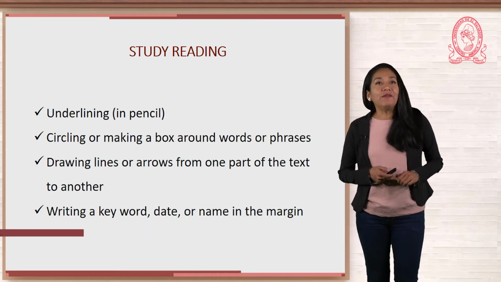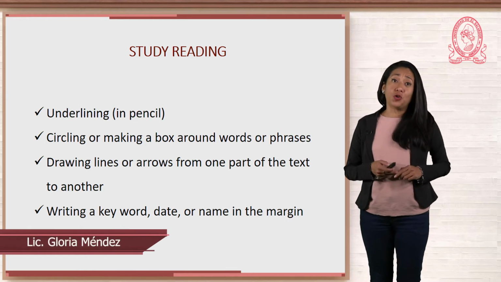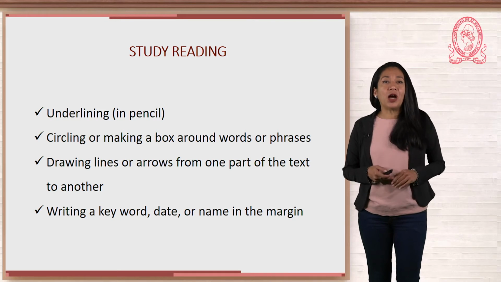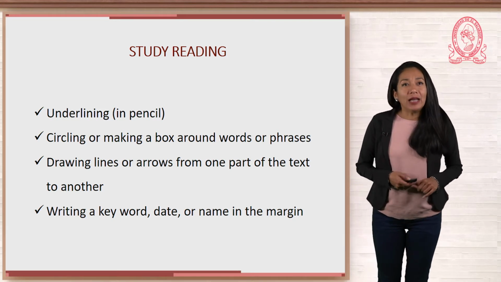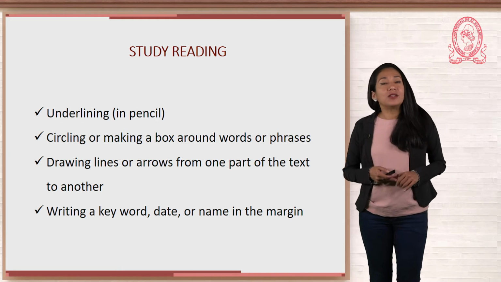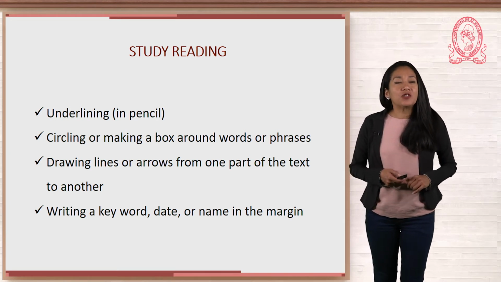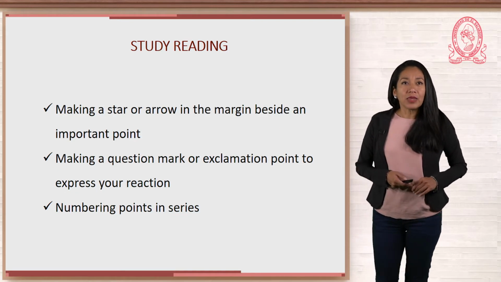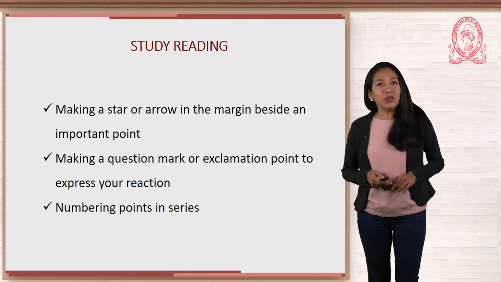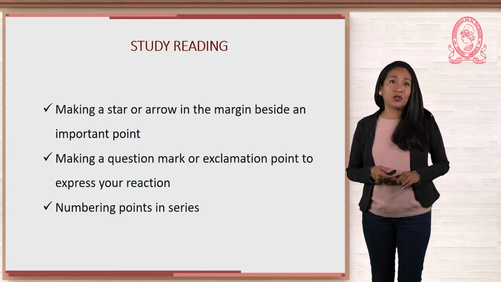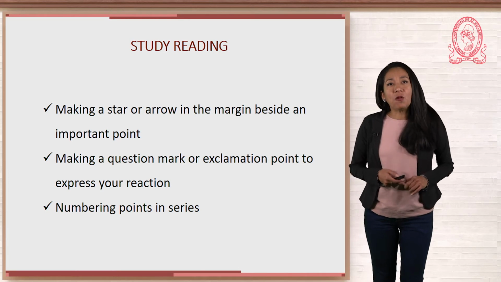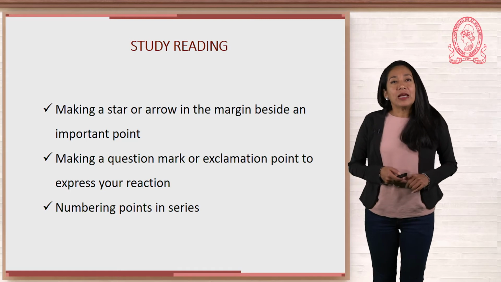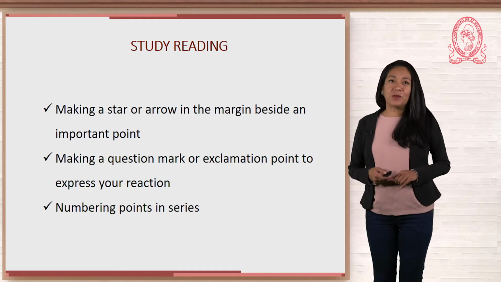Among these techniques, we have the first one, which is underlining, but you should do it in pencil. Circling or marking a box around words or phrases is a very common technique. Drawing lines or arrows from one part of the text to another. Another technique is writing a keyword, date, or name in the margin. Making a star or arrow in the margin beside an important point is also another technique. Making a question mark or exclamation point to express your reaction to what you are reading. And finally, numbering points in series.